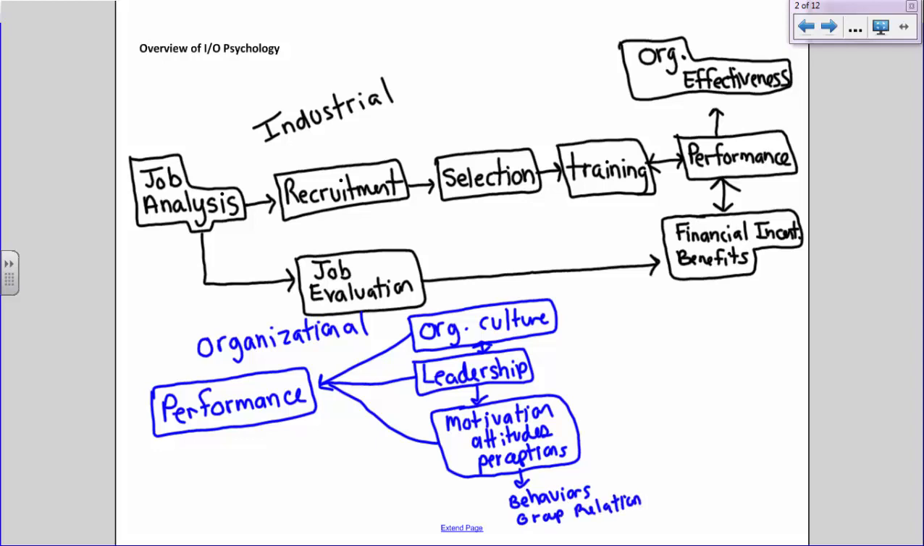Happy employees tend to work better together, and well-being of employees, which is also studied by IO psychologists. We don't just care about performance, but we also care about the health and well-being of the employees that we're studying. Now, it's important to notice the crossover here too. Financial incentives and benefits can also lead to motivation, attitudes, and perceptions, right? So it's important to see the crossover there.